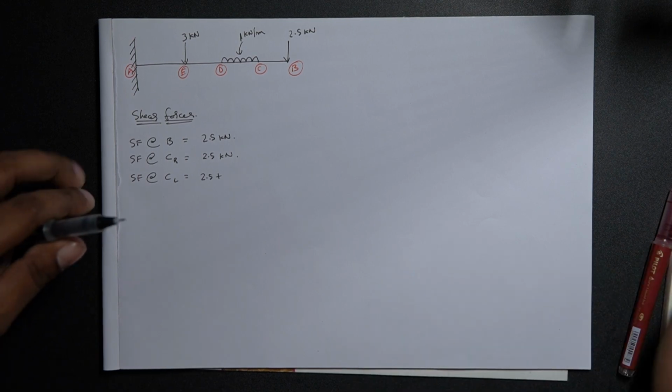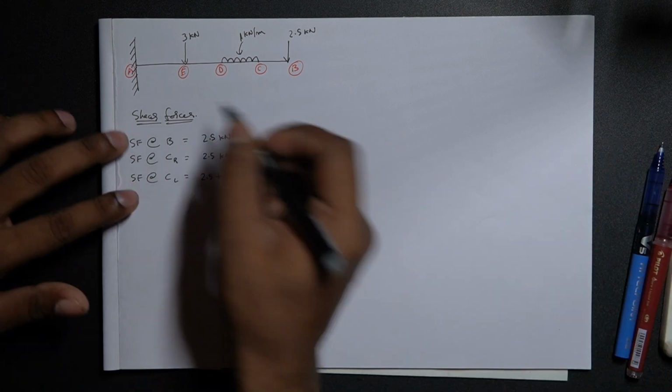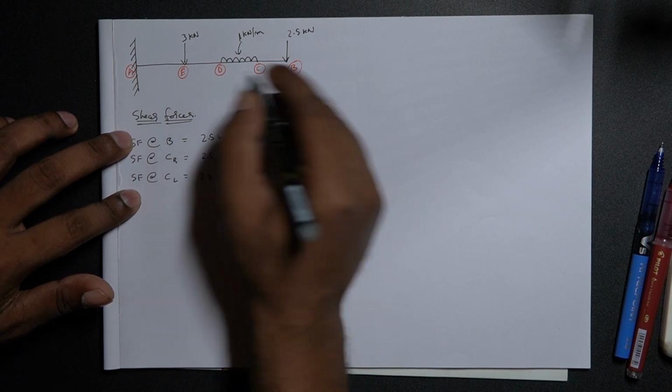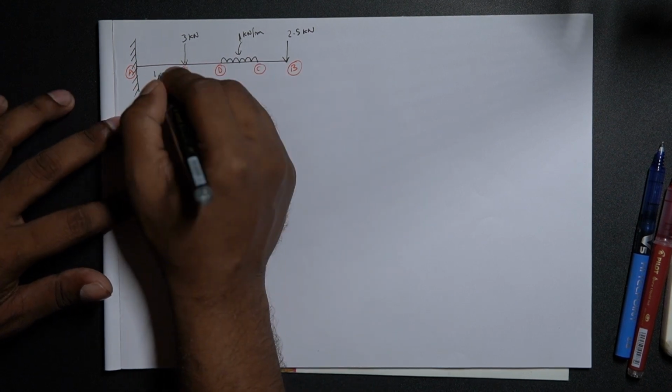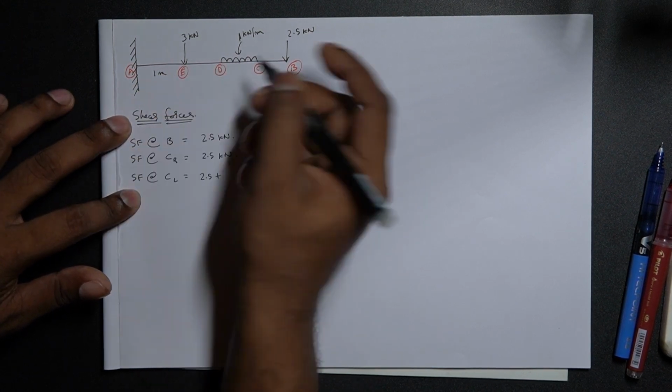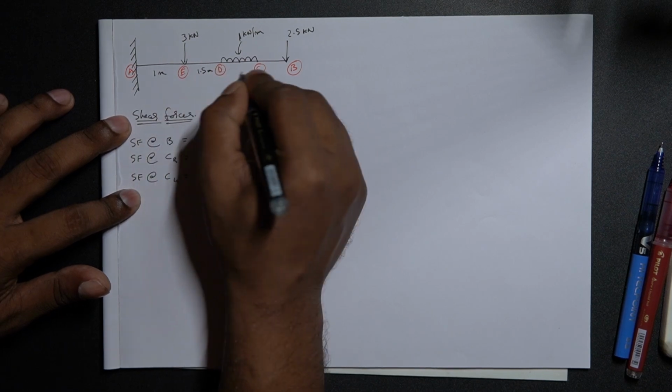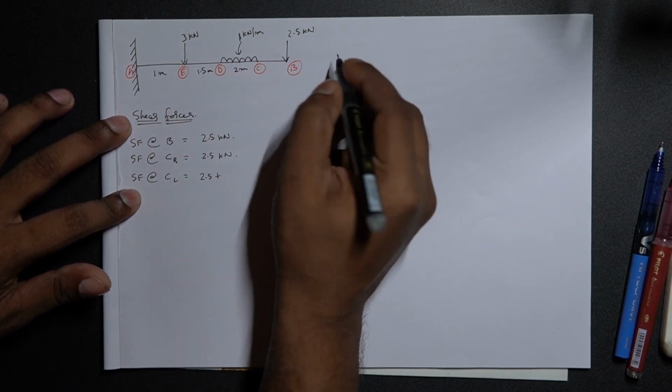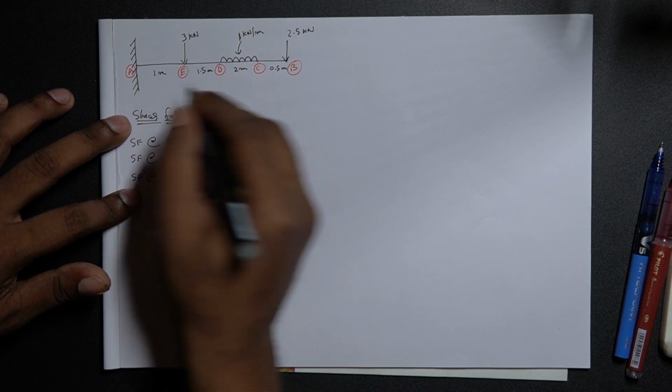I'm sorry I didn't write any dimensions here. Let's just put some dimensions. Let's call this 1 meter. This can be 1.5 meters. This can be 2 meters. And this can be left with 0.5 meters.